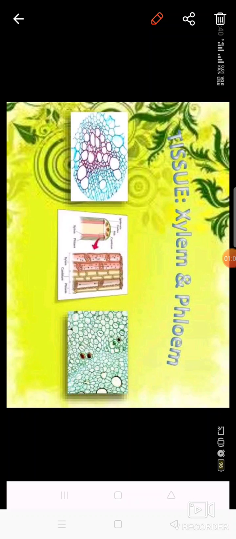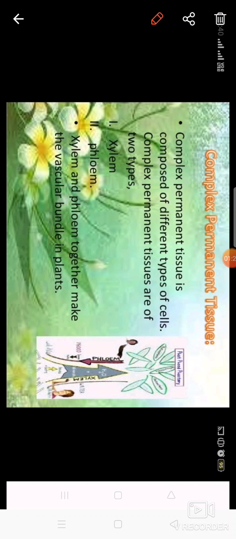These are also the permanent tissues, means they have a well defined shape, size, and they have a well defined function also. But what is different in them is that these are made up of different types of cells. It means not only a single type of cell is present in these. So these complex permanent tissues are basically made up of different types of cells, and basically these are of two types, xylem and phloem.